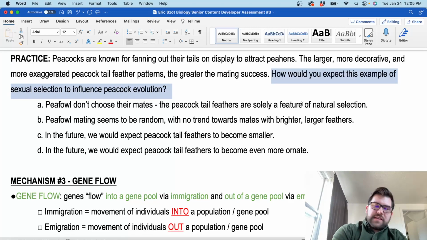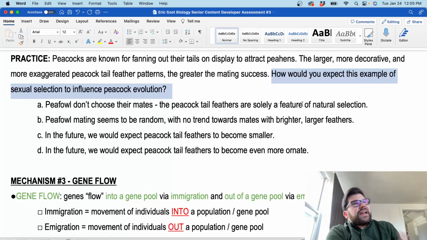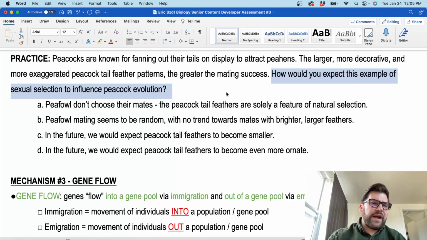We expect to see that over time, females choosing the biggest, brightest tails will just continue, right? We're selecting for those alleles. Those are being selected for. Selected against are the peacocks with smaller tail feathers. So let's see what we got here.